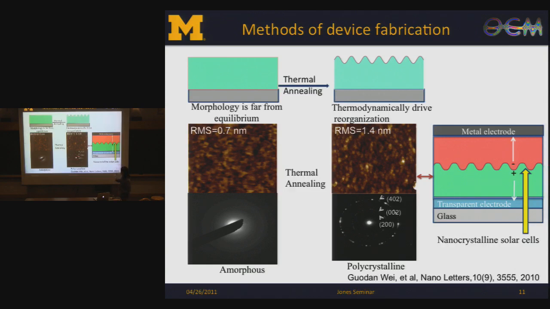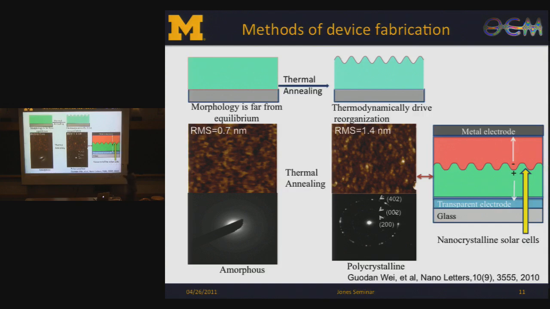You can see the rings here, and this selected area diffraction pattern characterization shows it is polycrystalline. So we see a huge change. We simply apply the thermal annealing, but we change the crystallinity of the thin film. It evolves from amorphous to polycrystalline.